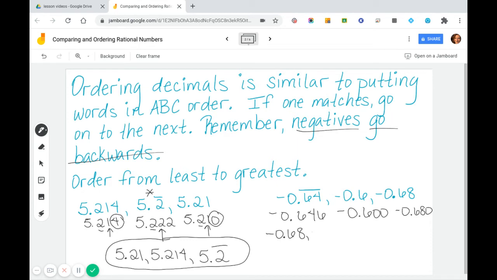Then it would be the negative 0.64 repeating. And then the negative 0.6 is actually the best one here. It would be the biggest. On my number line, it would be furthest to the right. So there's my numbers in order from smallest to biggest.